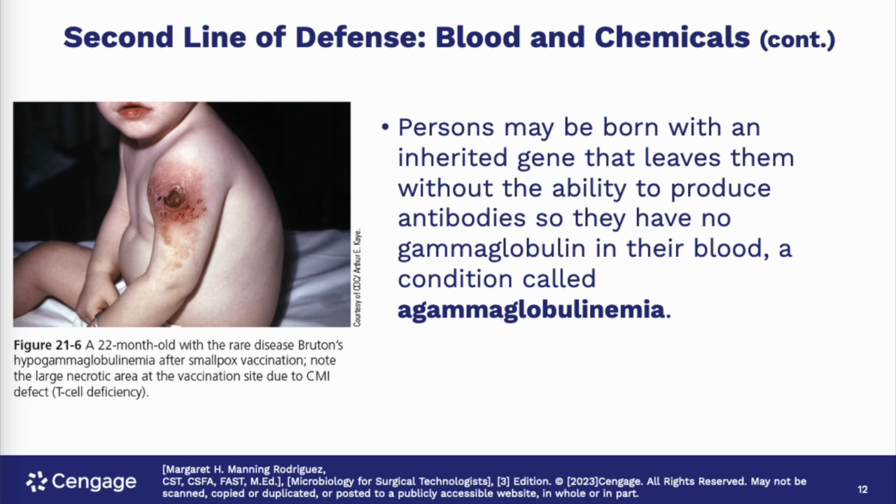Now, some people are born with genetic conditions where they cannot produce antibodies, meaning their body or their blood lacks gamma globulin. Others may have hypogammaglobulinemia, which is when they have very low antibody levels. Both conditions make individuals highly vulnerable to infections, which can be life-threatening.